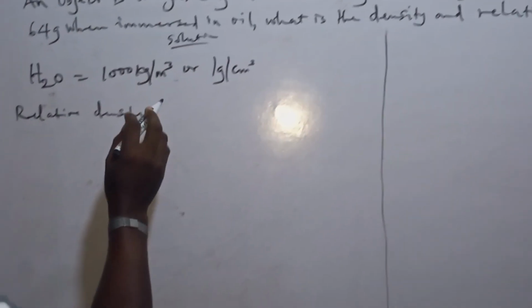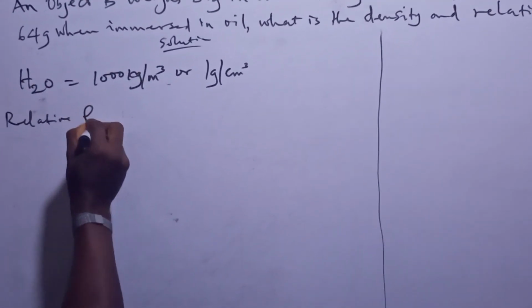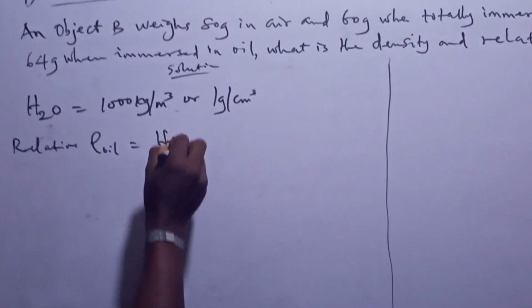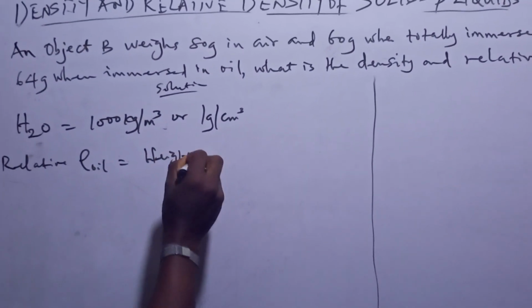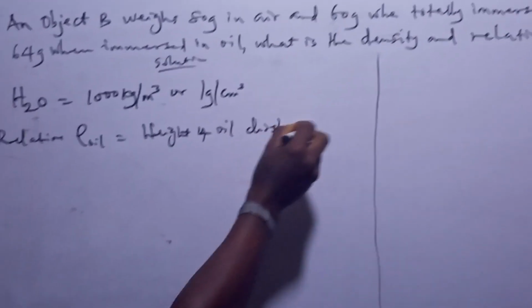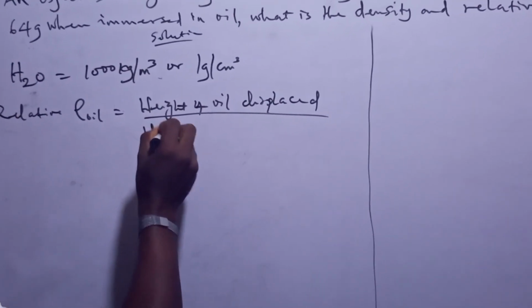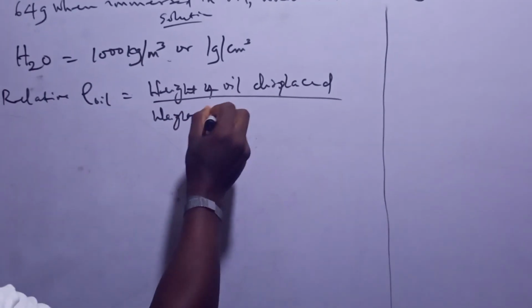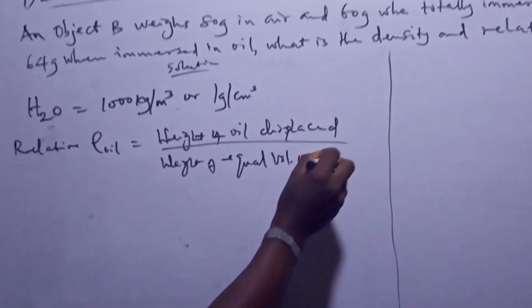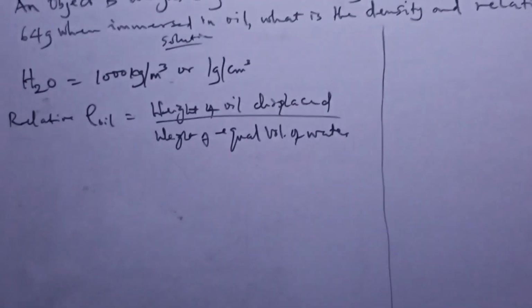Relative density of oil is equal to the weight of oil displaced over the weight of an equal volume of water.